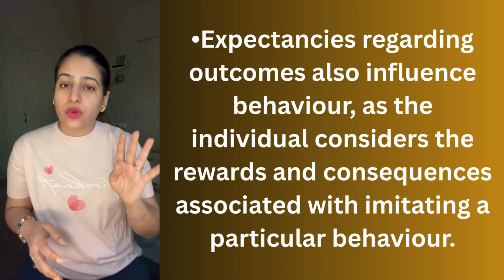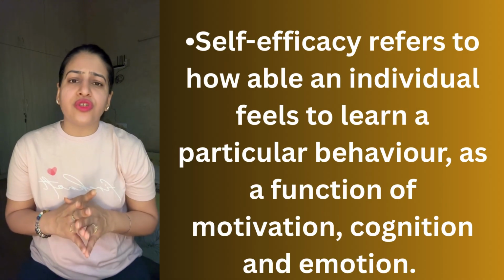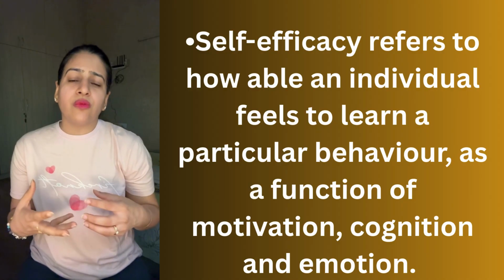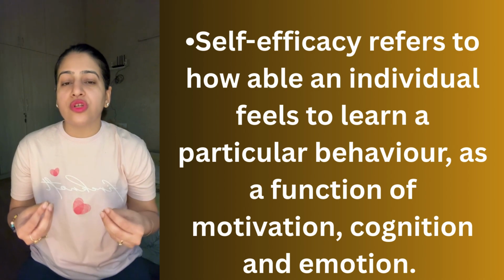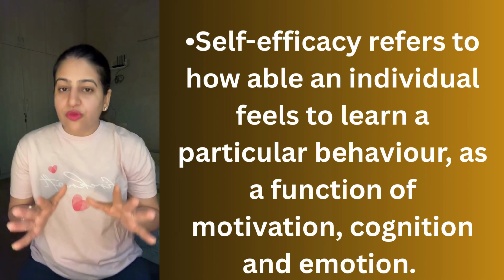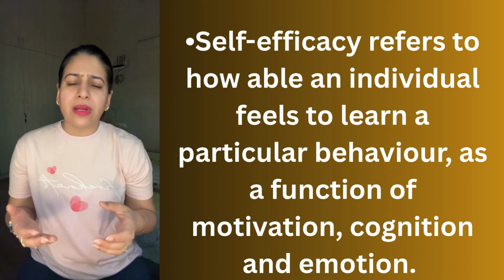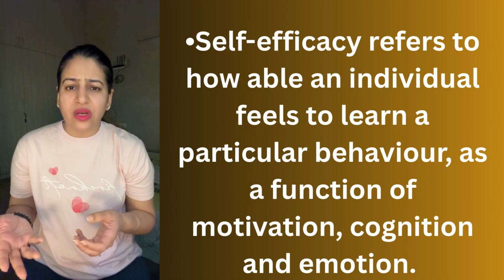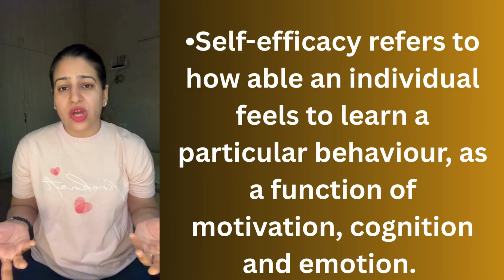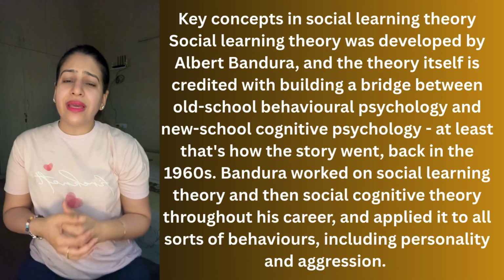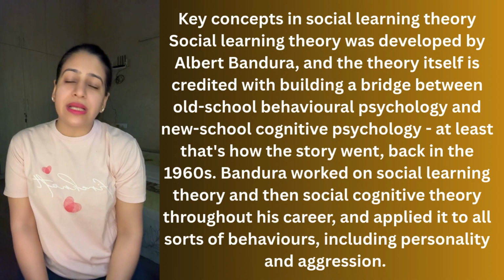Fourth is self-efficacy, which refers to how able an individual feels to learn a particular behavior as a function of motivation, cognition, or emotion. For example, a younger sibling may not learn to be studious if they already feel outdone by the older sibling or if they don't feel up to the challenge. Now, key concepts in social learning theory, let's do that.